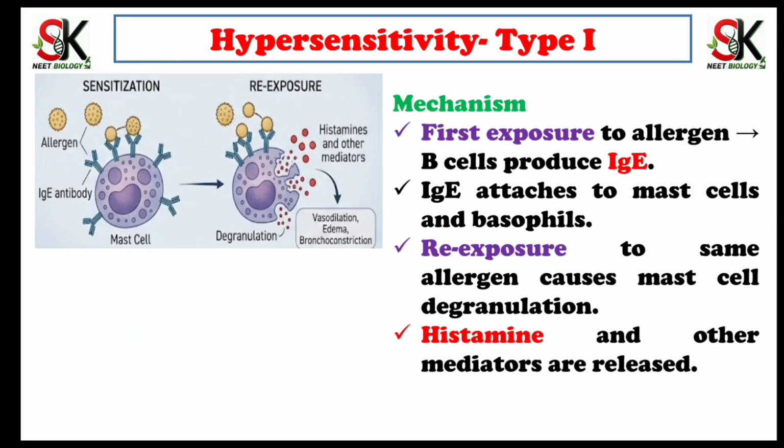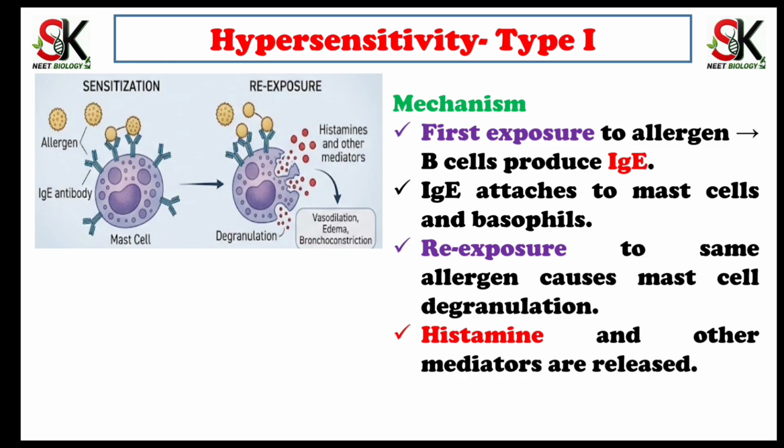The mechanism is in two steps: first exposure and re-exposure. In first exposure, IgE antibodies are produced by B cells, and these IgE antibodies then attach to mast cells and basophils. When there is re-exposure to the same antigen, it directly binds to the mast cell on which IgE is already present, and this cross-linking leads to immediate mast cell degranulation. This bursting of the mast cell leads to release of a chemical messenger called histamine.